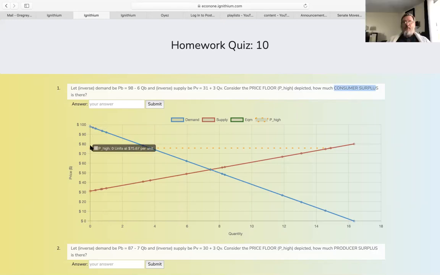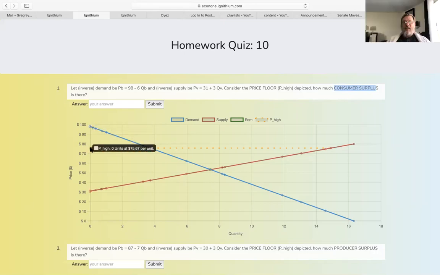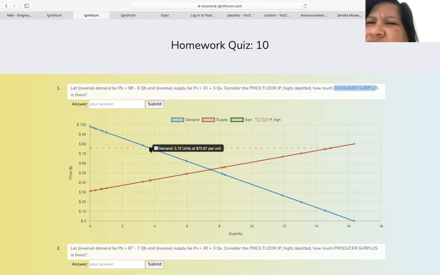Yes. Yeah, so here would be the $98, right, and then the height of that triangle goes down to 75.67. And then the base is over here, which is 3.72. So can you see that?